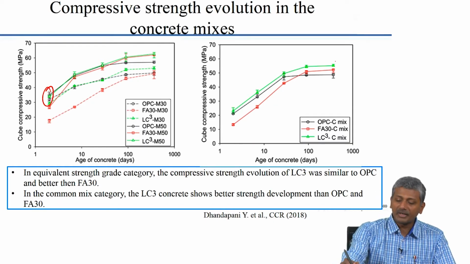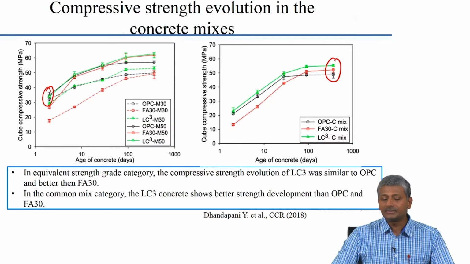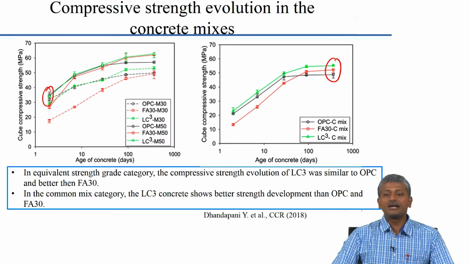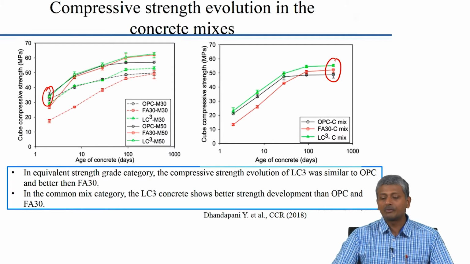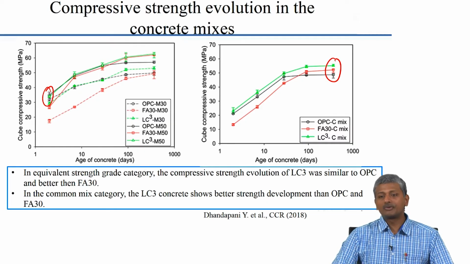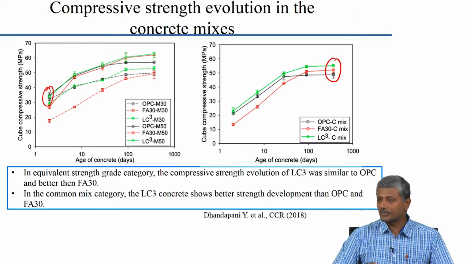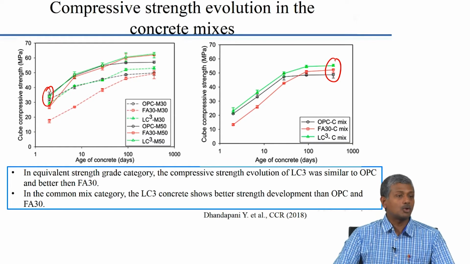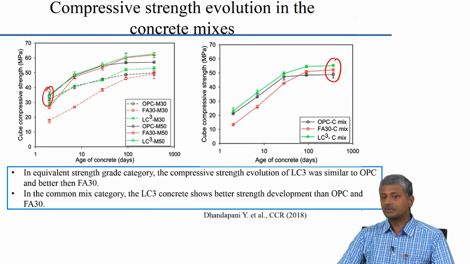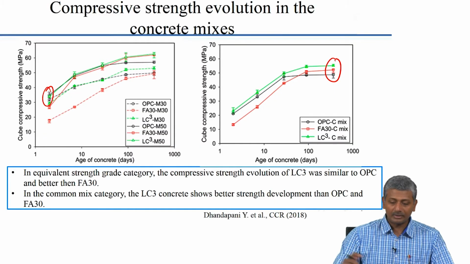In terms of the common mix, when you compare the same binder, LC3 appears to be marginally higher than your OPC and fly ash based systems, marginally higher. I mean, I would not say it is very high because the difference is less than 10 megapascals out of a strength of nearly 60 megapascals. So, I am not going to really talk about that as being a major. So, this is actually strength development all the way up to 1 year. So, fairly long term performance has been collected in this case.